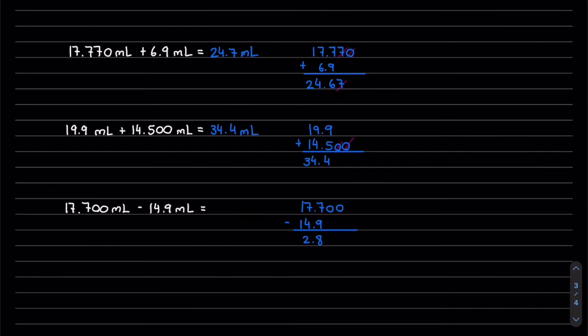All right, so last one, 17.700 milliliters minus 14.9 milliliters. In this case, yet again, we have 2 sticking out. We don't need those. That's too precise, going by the least precise. So our answer, even in the calculator, comes out to 2.8. So again, no changes needed here, and we just leave it as it is, 2.8 milliliters.